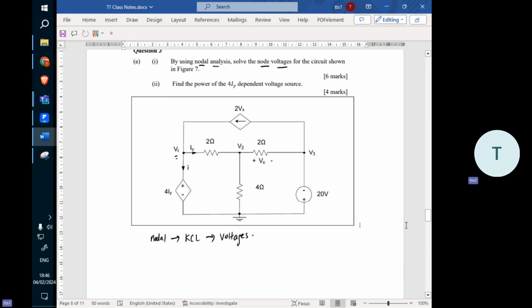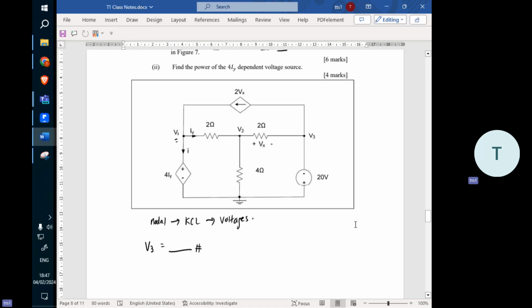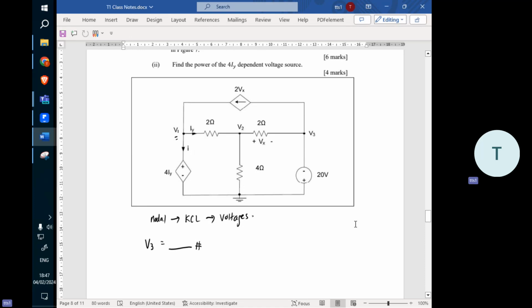Let me give you a quick start first. V3 can be told immediately. I cannot tell you the answer, but V3 can be obtained from this circuit immediately. You don't need any calculation. And then the next one you want to do is V1. V1 also can be told immediately, but V1 still has some unknown. Now you have some clue about V3 and V1.